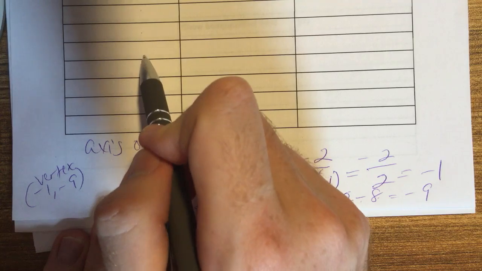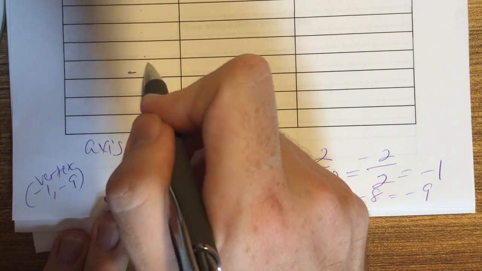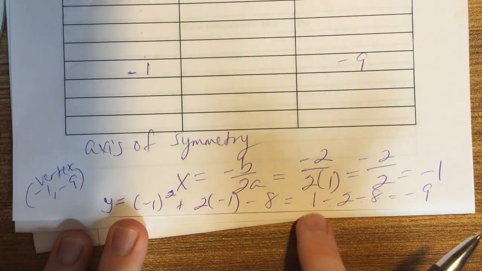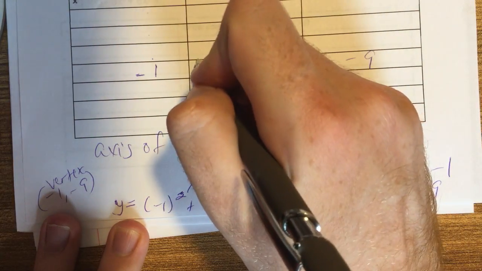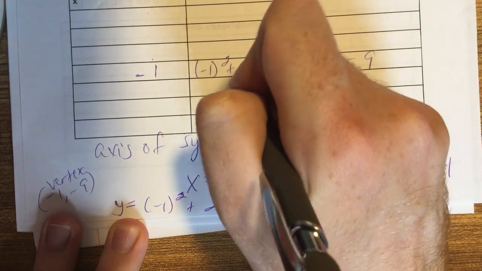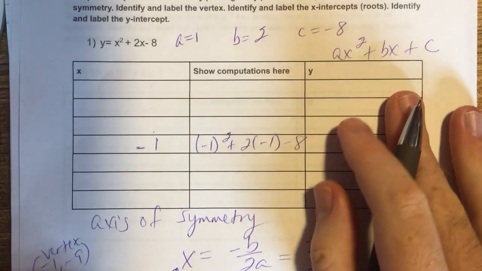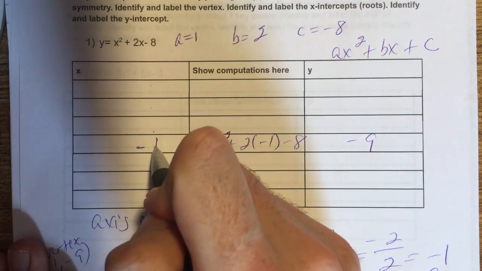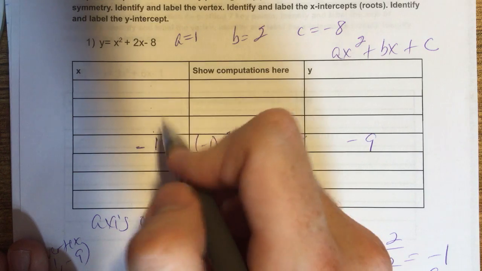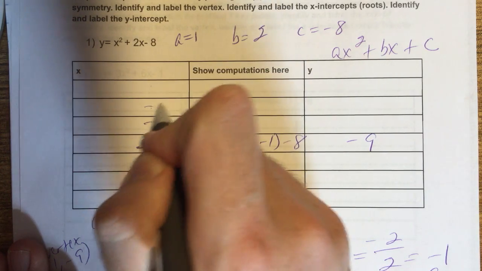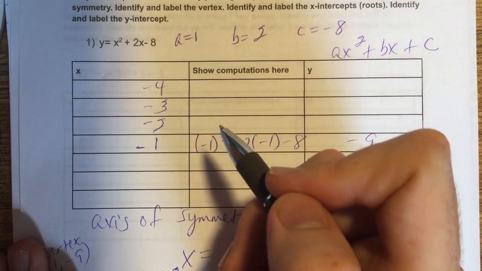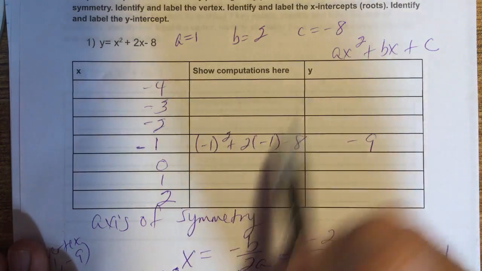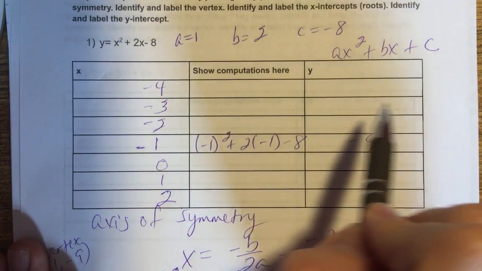And we're going to leave 3 of the rows open, and then we're going to put the vertex in the fourth row. And the work that we just did here would go in this middle area here where the computations are asked to be shown. And then we're going to choose our x values very carefully. Negative 1, we want to show 3 x values below that, less than that. So we're going to use negative 2, negative 3, and negative 4. We'd also like to show 3 x values above that, so we're going to use 0, 1, and 2. And we're going to show our computations and then find the corresponding y's for each of those x values.